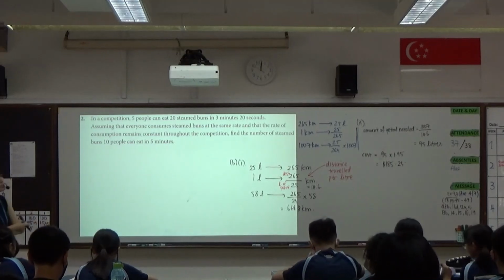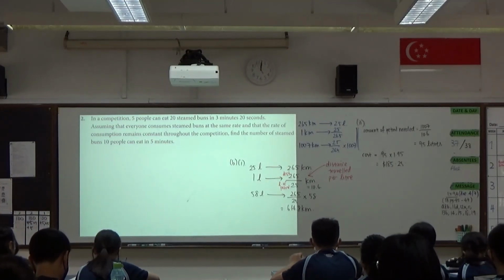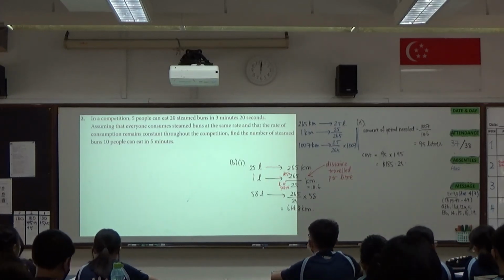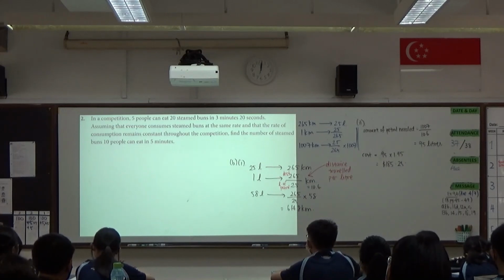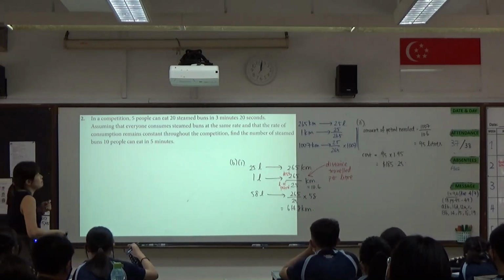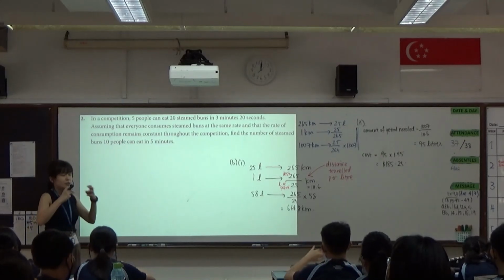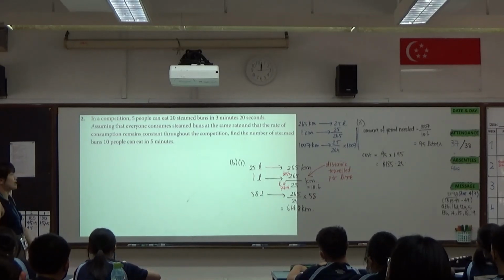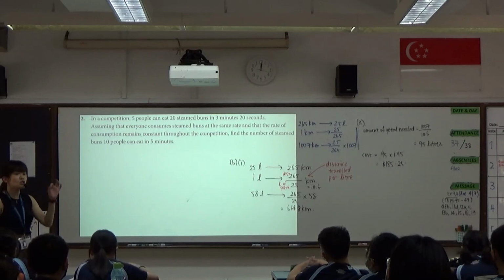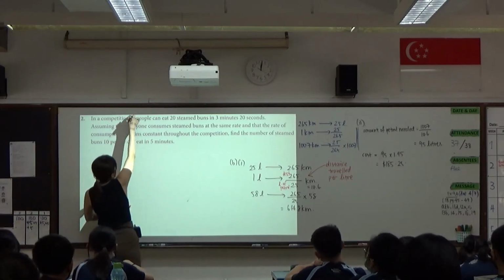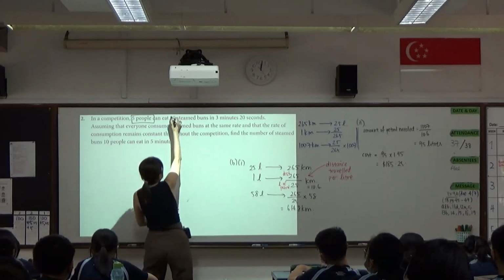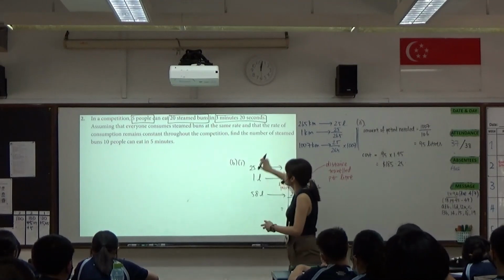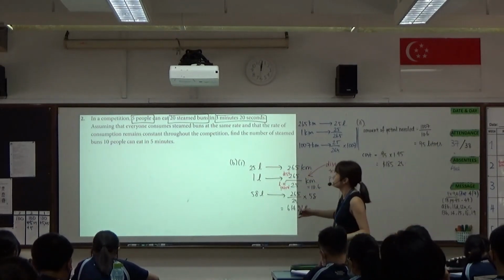Question 2 says that in a competition, 5 people can eat 20 steamed buns in 3 minutes 20 seconds. Assuming that everyone eats the steamed buns at the same rate, and that the rate of consumption remains constant throughout the competition, so they eat equally fast. Find the number of steamed buns 10 people can eat in 5 minutes. So there are 3 quantities that we're looking at: the number of people, the number of buns, and also the duration. At the end of this question, we are trying to find out the number of steamed buns.